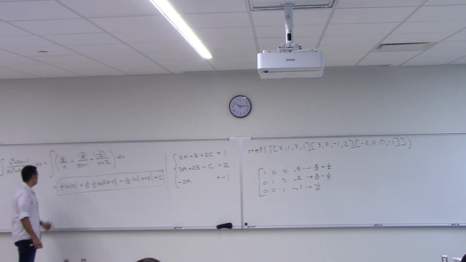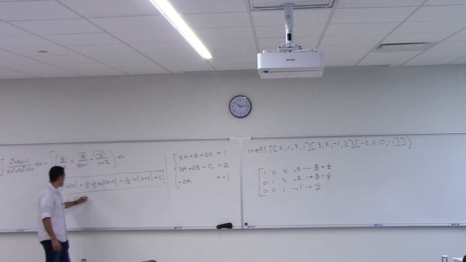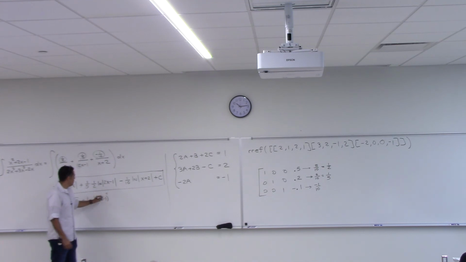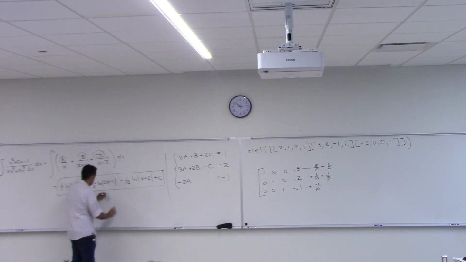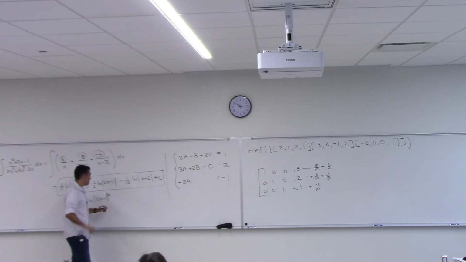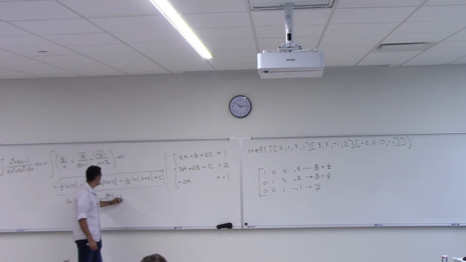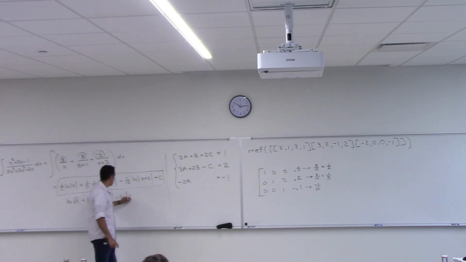Because, let me just show you. This could turn into natural log of the square root of x, right? I could bring the half up. This could turn into plus natural log, if I brought that up, of 2x to the 1/10. You don't need to do this. Then you could say minus natural log of x plus 2, also to the 1/10, right?